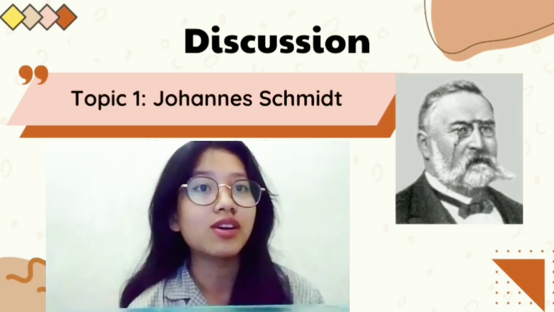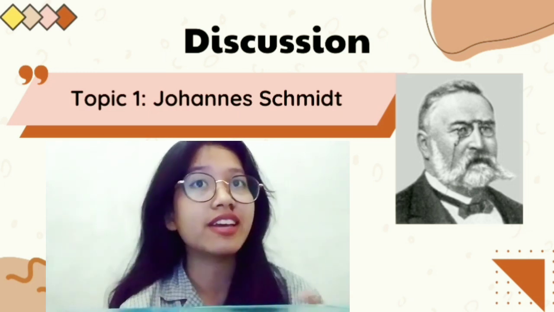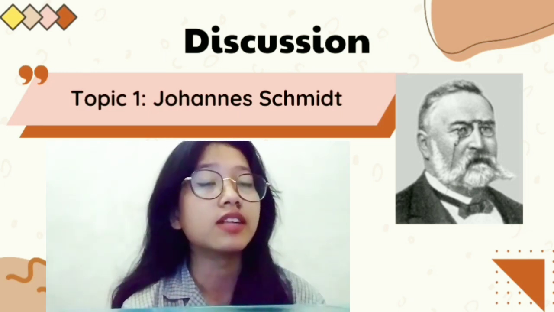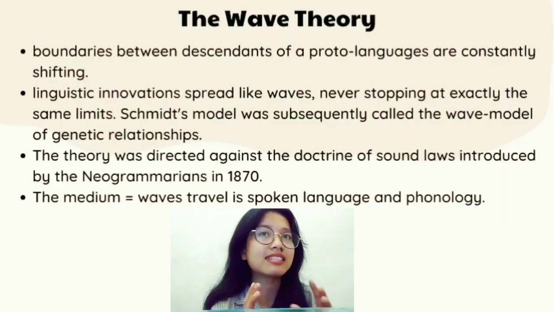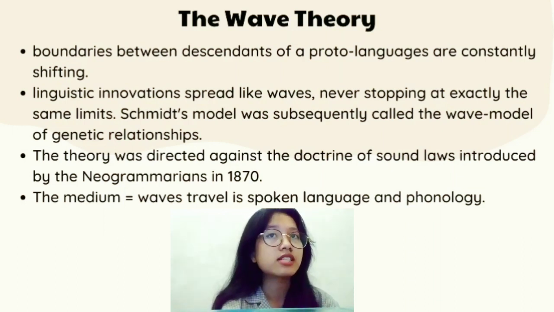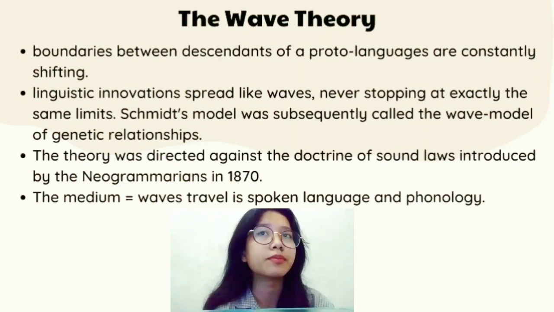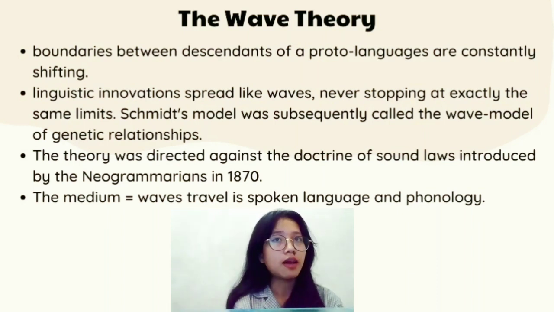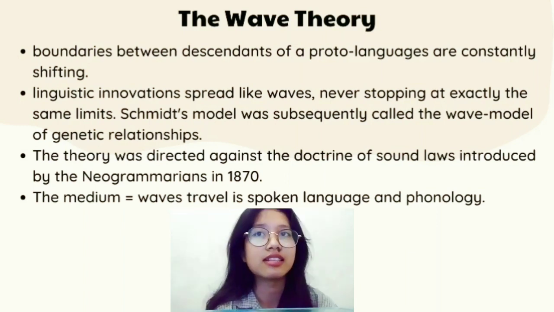Johannes Smith was a German linguist. He developed the Wellen theory, or in English the wave theory, of language development. This theory emerged because Smith disagreed with the family tree theory. He assumed boundaries between descendants of Proto-Indo-European languages are constantly shifting because linguistic innovation spreads like waves, never stopping at exactly the same limits.